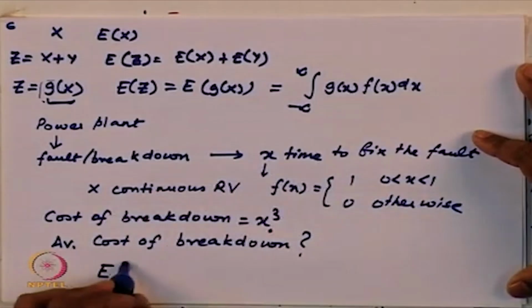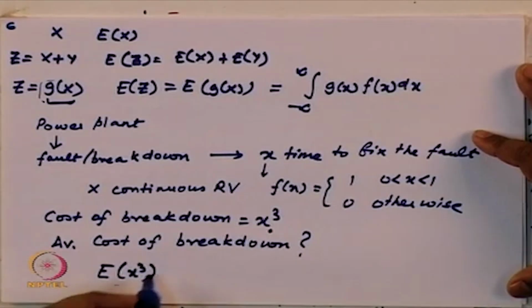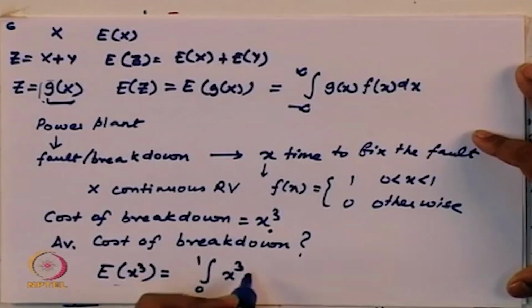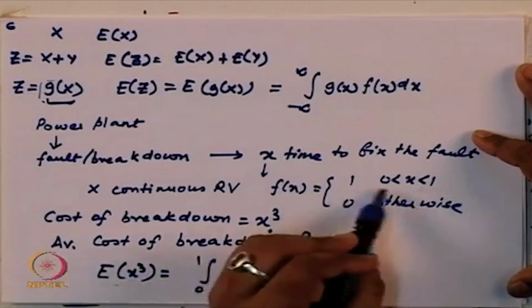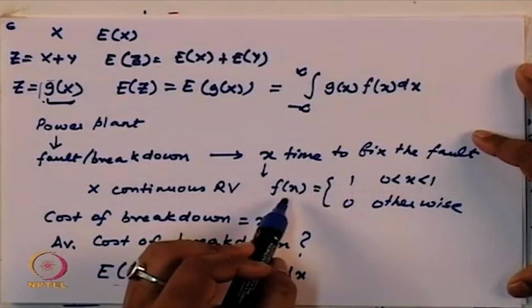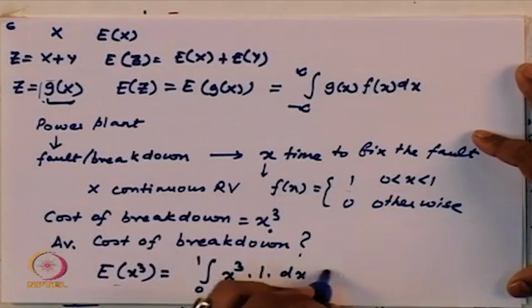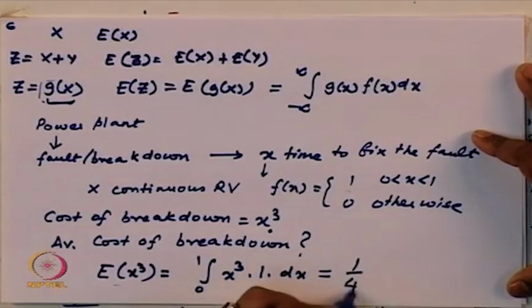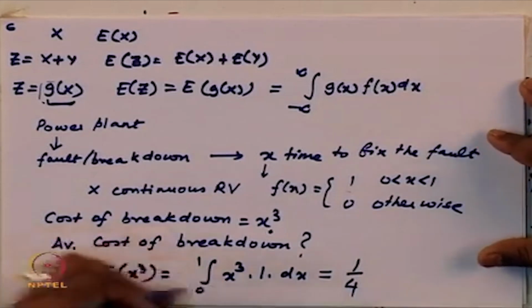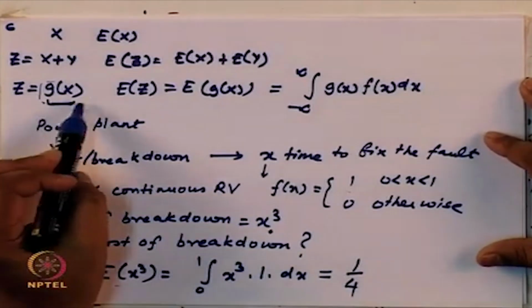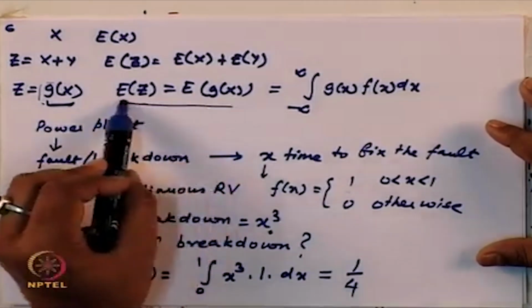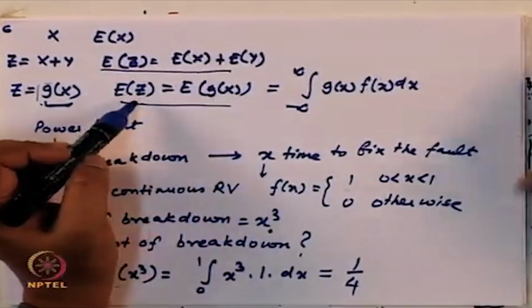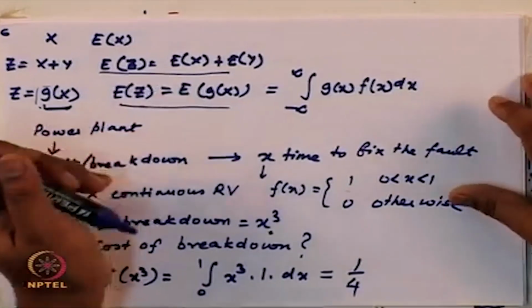So, essentially we want to find out the expectation of X cubed, which is nothing but the integral from 0 to 1 of X cubed into 1 into dX. Why did we have only the limit 0 to 1? Because this is the only place where your probability density, the PDF, has some value. So, this is nothing but 1/4. This is how you can define new functions, and if the underlying probability distribution is the same, you can find out the expectation of this new function, which is derived from other random variables.